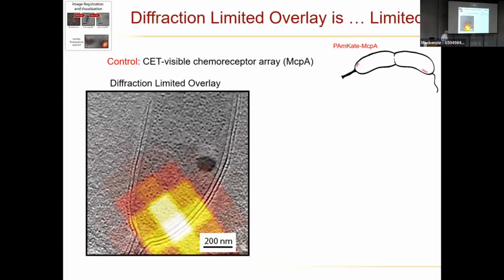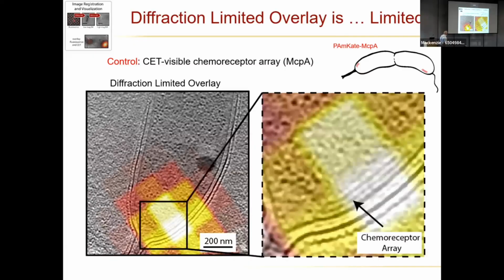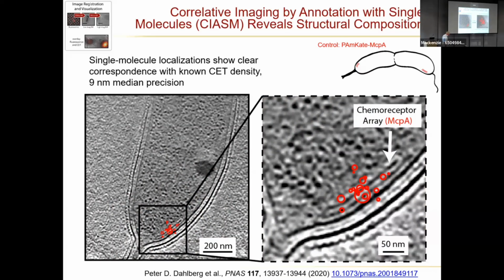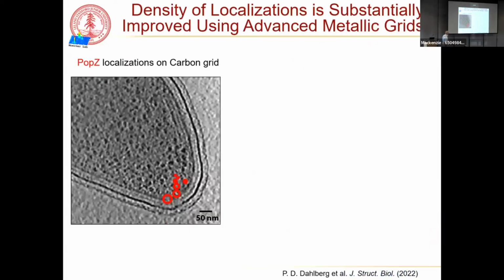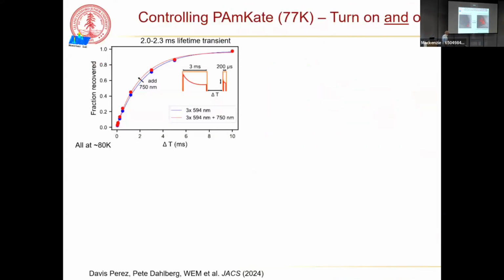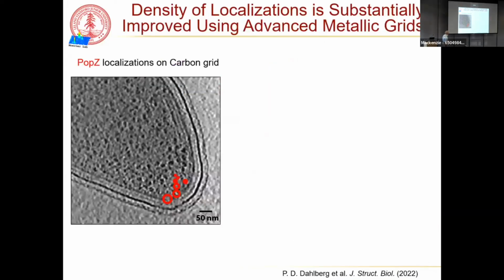This is what you get from diffraction-limited imaging. Of course, you can't localize anything very well. And here's that receptor array there. But when you switch to super resolution, when you switch to localizing the single molecules well, then you get much more information about the locations of the proteins. And this is an example of the correlative work that can be done. The chemoreceptor array was a proof that the light is coming from where it's supposed to.